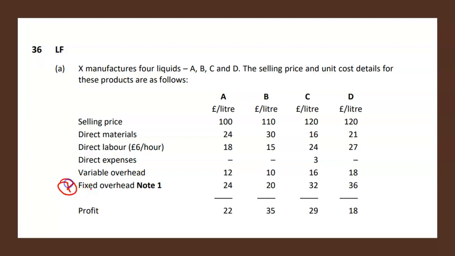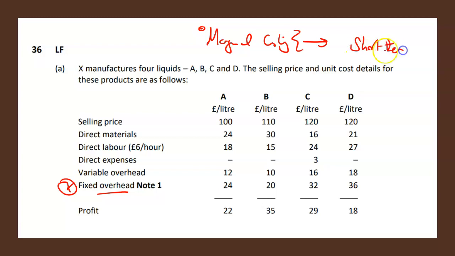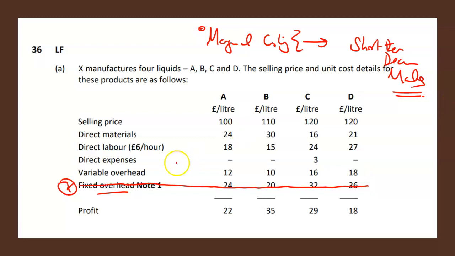Always get rid of, or completely ignore, the fixed overhead. Remember, when we talked about limiting factors, this all comes under marginal costing, and we are interested in short-term decision making. So it's not long-term. We are ignoring the fact that we have to deal with fixed costs because we don't in the short term. We can even assume we've covered our fixed costs, but they're just not relevant in the short term.